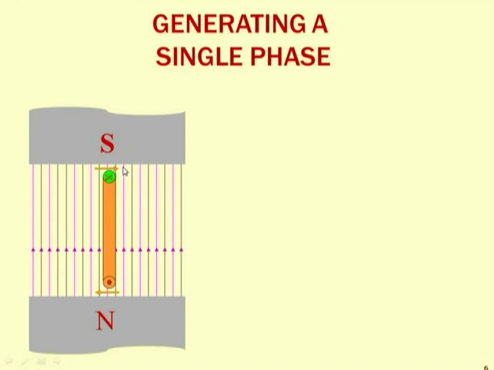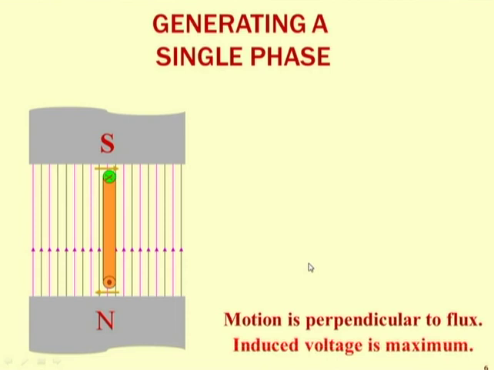Remember, the position of the conductor and the motion of the conductor are two different things. Here, as the motion of the conductor is perpendicular to the flux, you can say that it will observe the maximum flux change. So here d phi by dt may be maximum. The motion is perpendicular to the flux and hence the induced voltage is maximum.